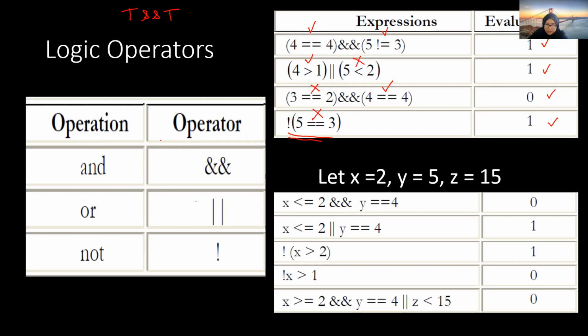X is less than 2. X equals 2. Is X less than or equal to 2? Yes, it is less, and it's also equal, so that is true. Y equals 4. Y is what? Y is 5. So that is false, which is why the value is 0.